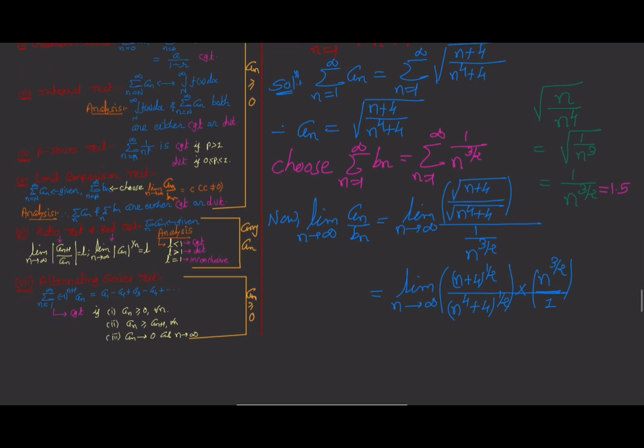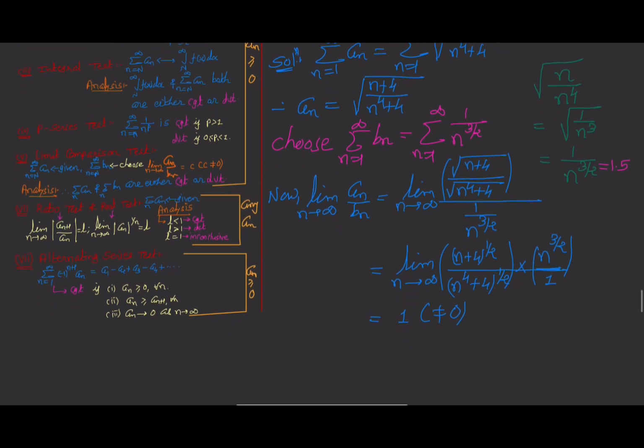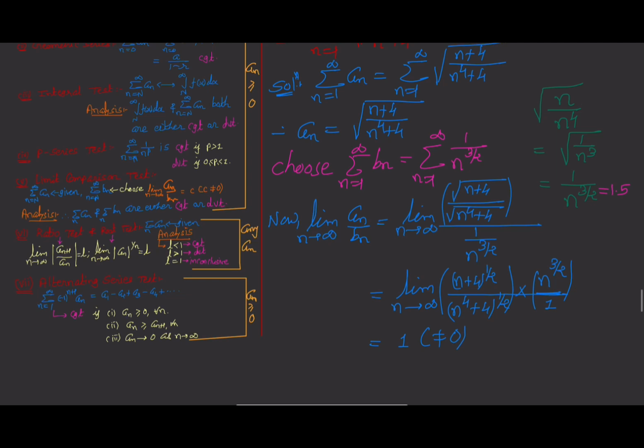Now I left this on you, and you have to prove that this limit is equal to 1, which is not equal to 0. This is important. You must mention that this limit is non-zero. This non-zero limit means that this summation an and this summation bn have the same nature. And what is the nature? Both are convergent or both are divergent. Clear? And so here summation an and summation bn both are either convergent or divergent. Now you have to apply p series test on summation bn.